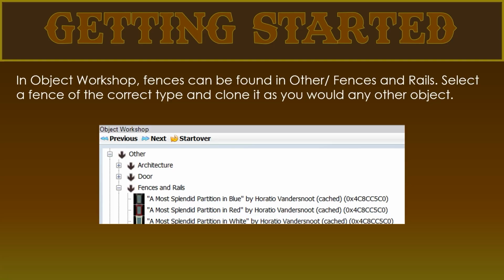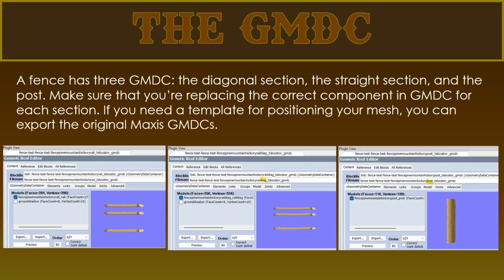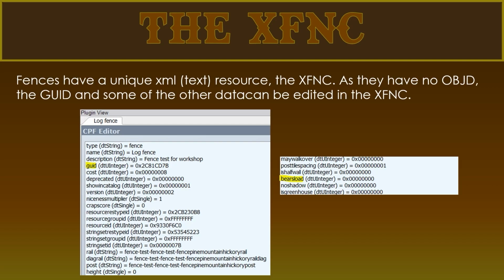and that leaves the GMDC. For fences, the GMDC usually have three types: the straight rail, the diagonal rail, and the post. Except the flower bed edging, those don't have the post. Once we've built a mesh, we just replace each of the GMDC with the correct mesh type: the straight, the diagonal, and the post. Then the XFence.